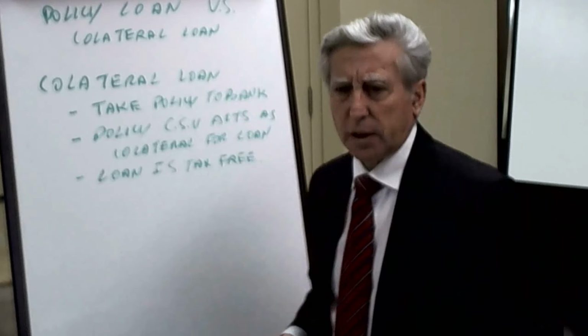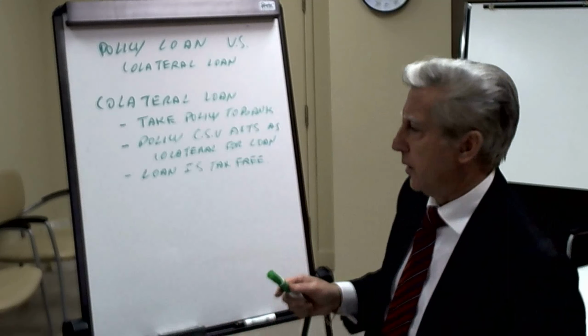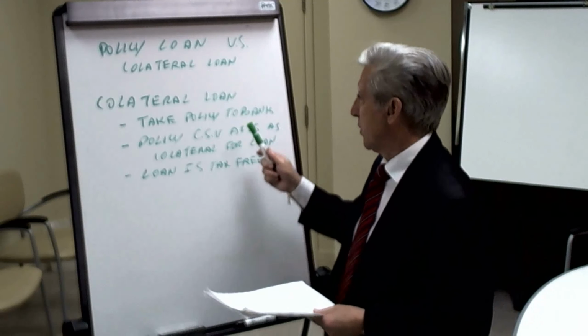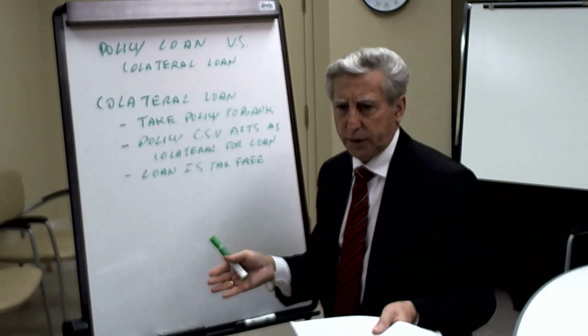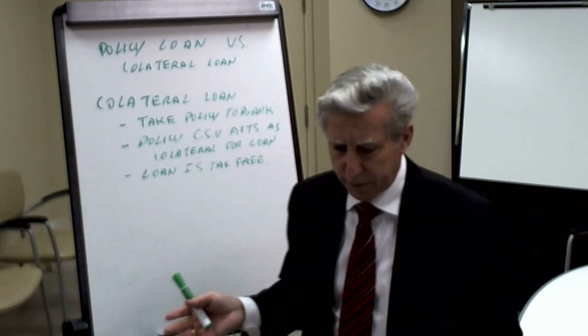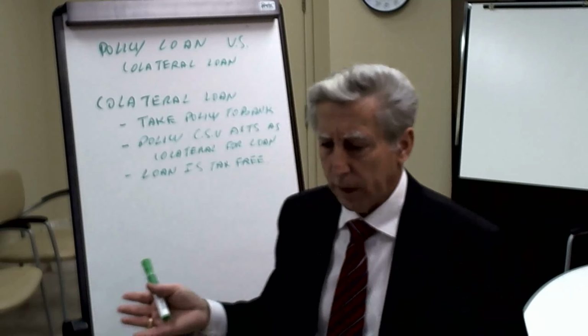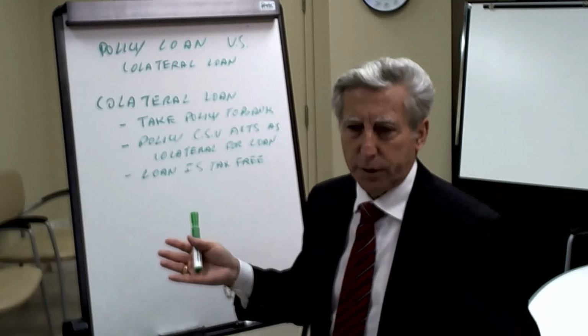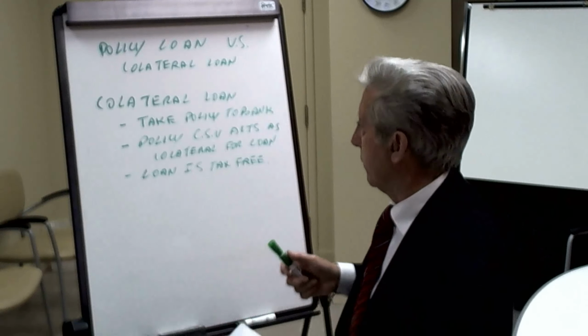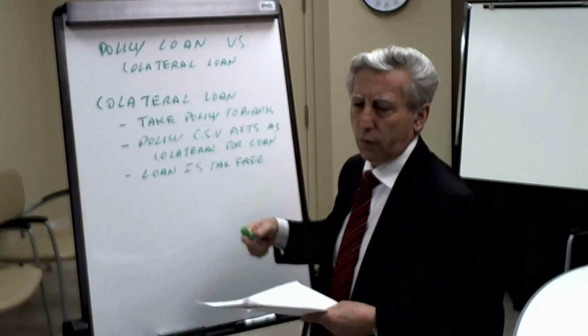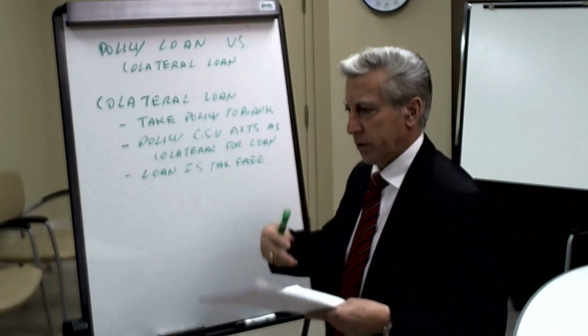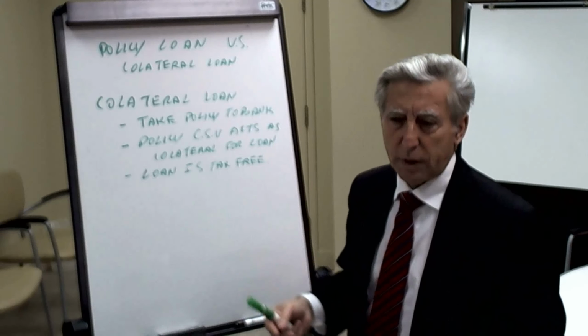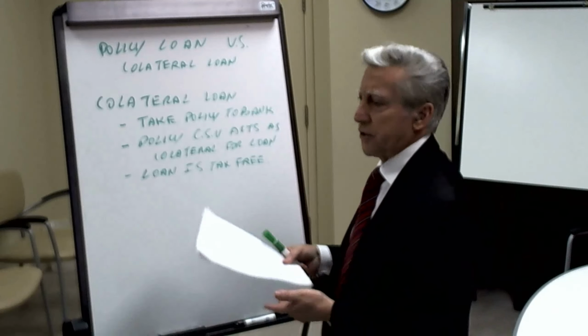So when we're talking about a collateral loan versus a policy loan, this is really quite simple, actually, because what you're doing is taking this exact same policy. Let's say you've got a $250,000 policy, your cash value is $50,000, and you want to borrow $50,000. Rather than take a policy loan, which, as you saw before, creates some tax issues and everything else, you say, is there an alternative?